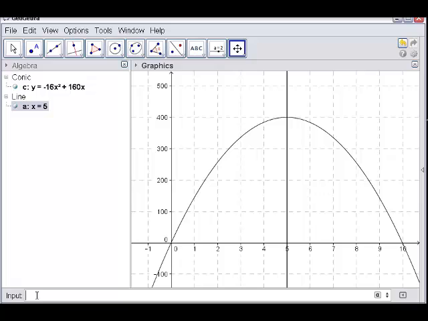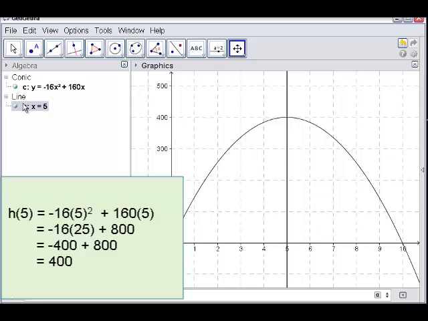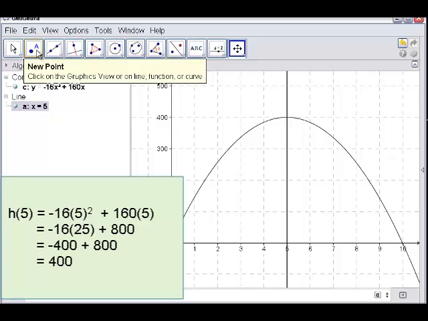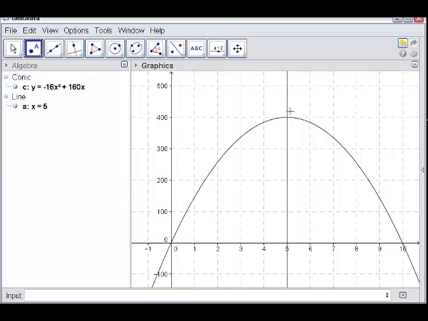I've graphed the line t equals 5, and on this axis of symmetry is the vertex. I substitute at t equals 5 to see what the value will be, but I can also read it off the graph. It is 400.